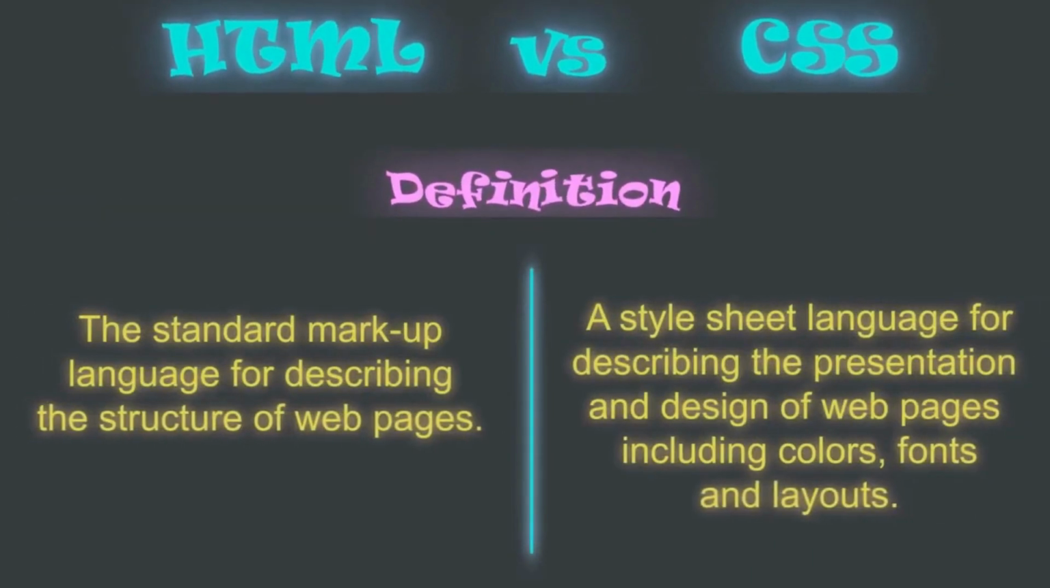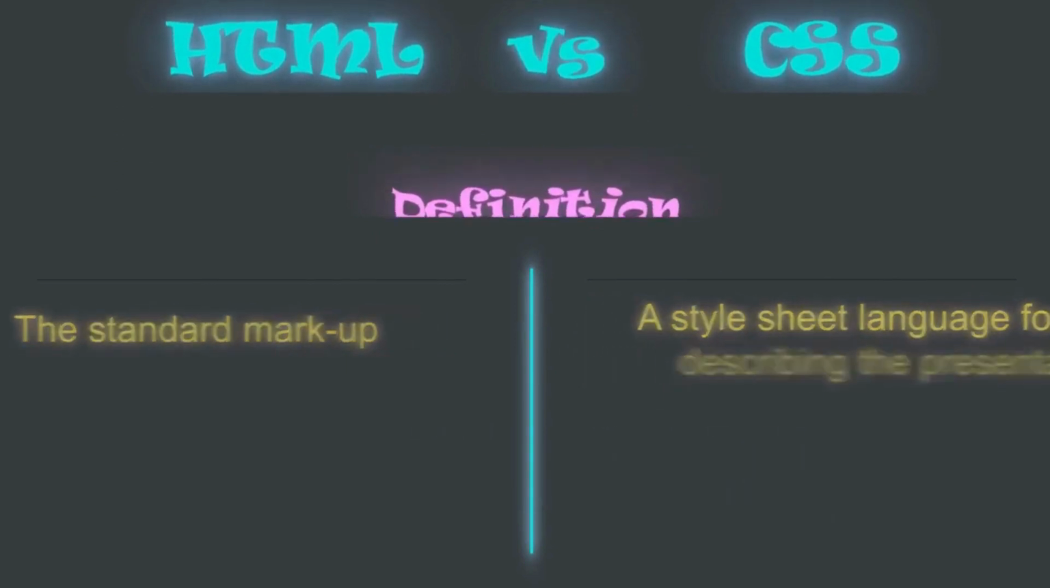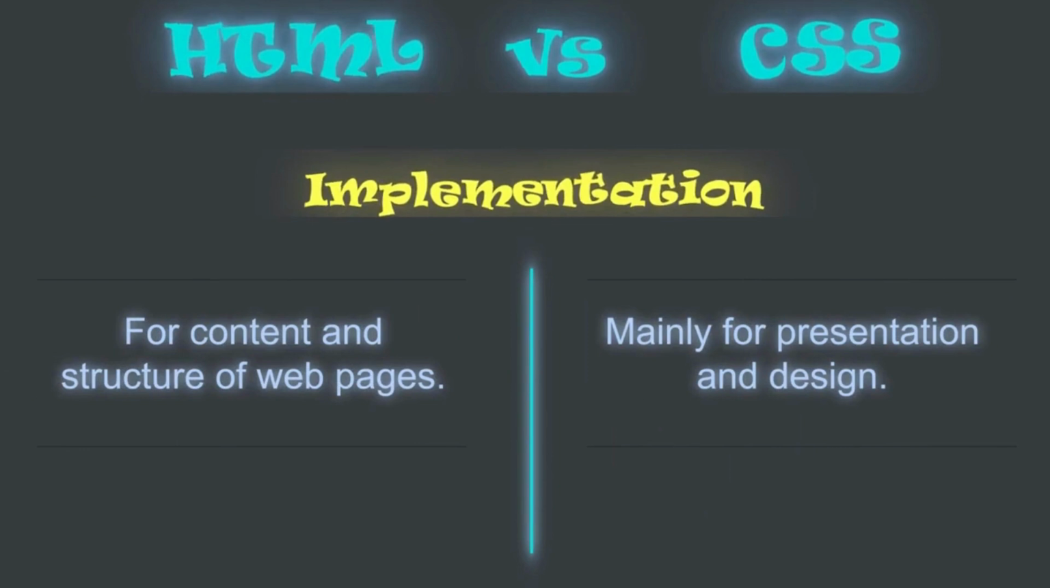Definition: the standard markup language for describing the structure of web pages. A style sheet language for describing the presentation and design of web pages, including colors, fonts, and layouts. For content and structure of web pages, mainly for presentation and design.